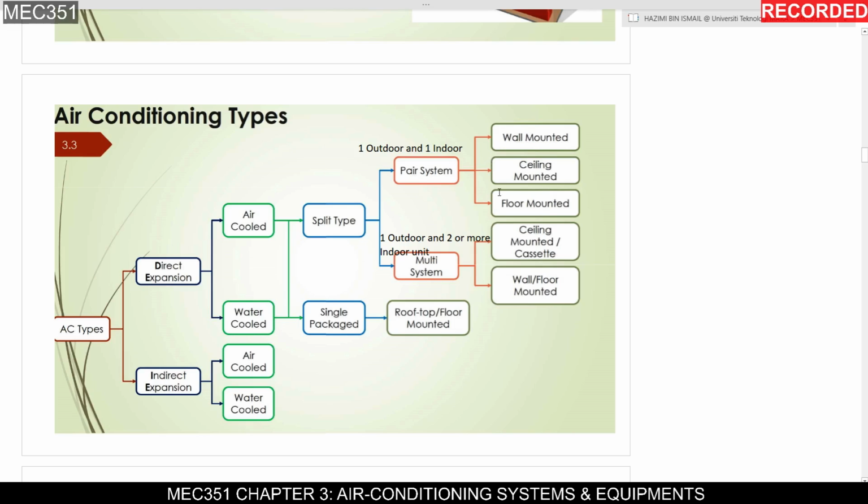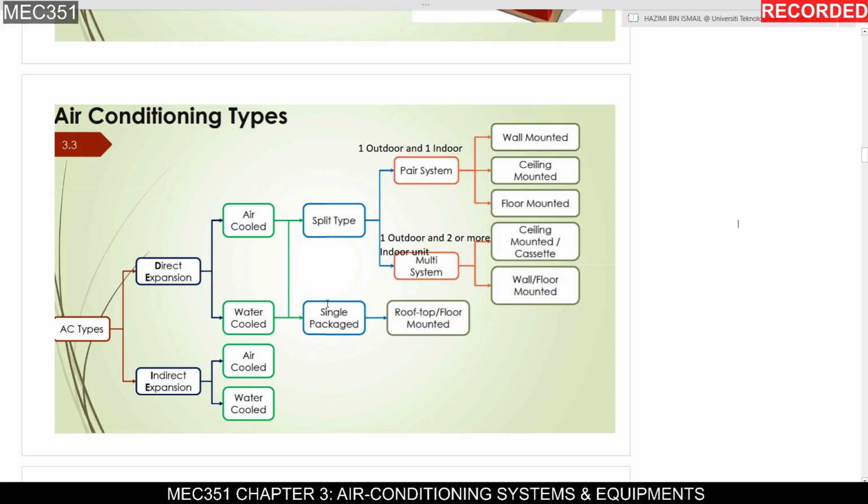Okay, and also the floor mounted. Ni kat lantai lah. Okay, untuk multiple system pun sama juga. Indoor ada bentuk yang sama. Dia boleh pakai benda yang sama. Cumanya outdoor dia ni lagi besar compare dengan pair system sini, split unit pair system.